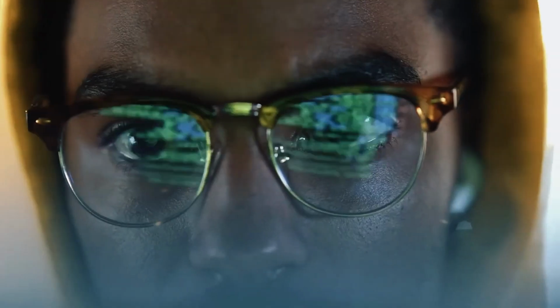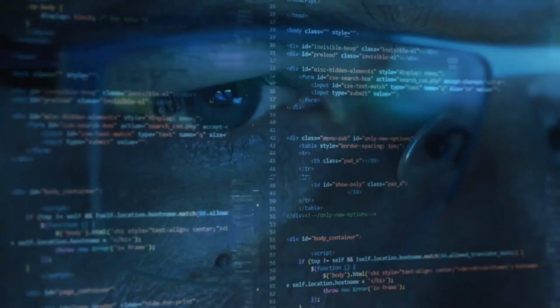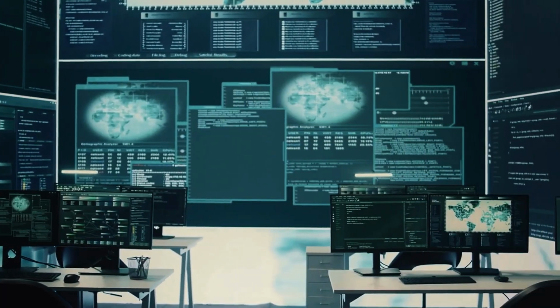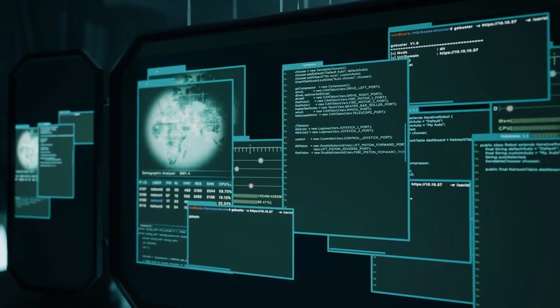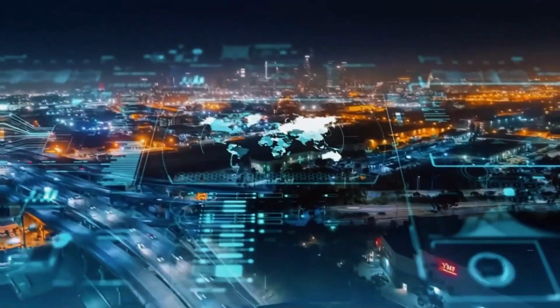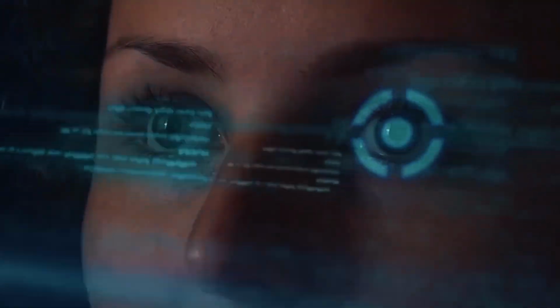In addition to technical skills, the role also requires strong problem-solving abilities. Not every issue has a clear or immediate solution. Sometimes sysadmins must dig deep into system logs, experiment with different approaches, and think creatively to identify the root cause of a problem. It's a job that rewards curiosity and persistence.